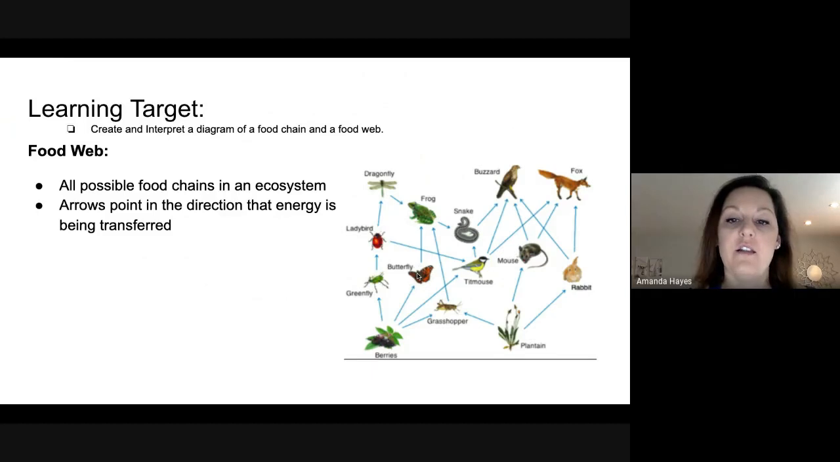After this butterfly is consuming berries, it's passing its energy on to the frog because the frog eats the butterfly. This green fly passes its energy on to the ladybird, which eats the green fly. The ladybird passes its energy on to the dragonfly. The dragonfly passes its energy on to the frog. The frog passes its energy to the snake. The snake passes its energy to the buzzard. Okay, so this would be our apex predator up here. This is an example of an apex predator because there's nothing that's consuming these. They are at the top of the food chain or the food web.